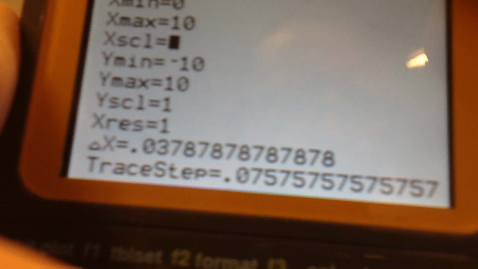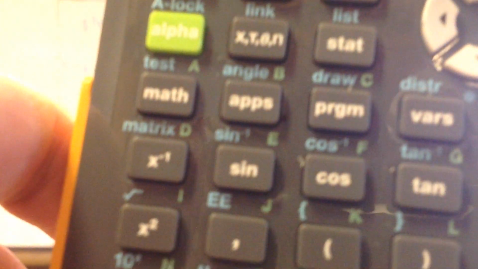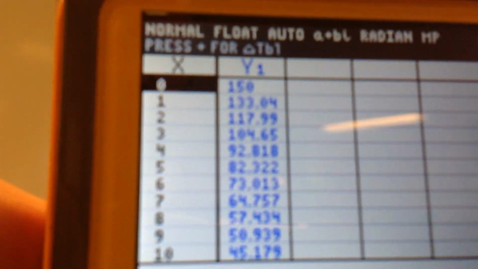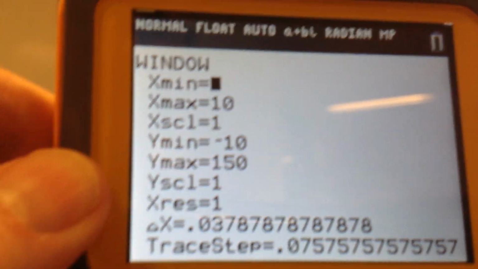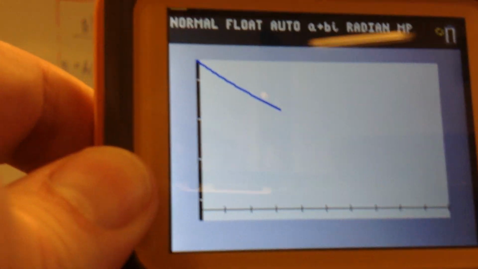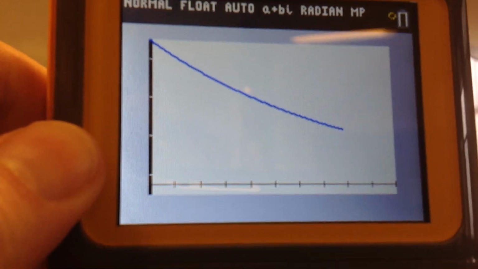But down here for the y's, I want my y maximum to be 150, because that was what we saw in the table, right? In the table, you can see the maximum y value is 150, and then it goes down from there. So now if we go back to the window key, that looks like a pretty good window to look at this graph in. So let's hit graph again, and there's our curve right there.